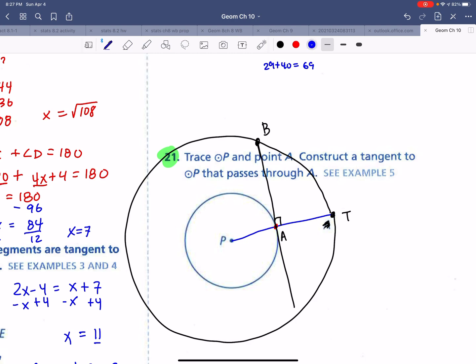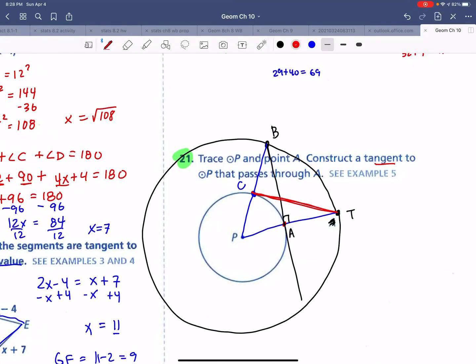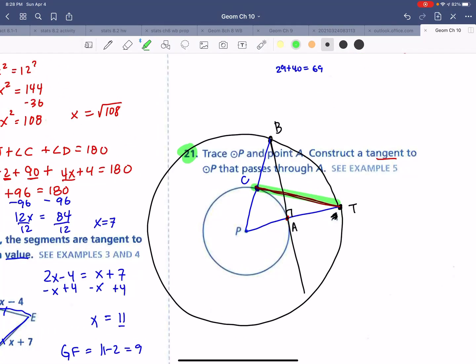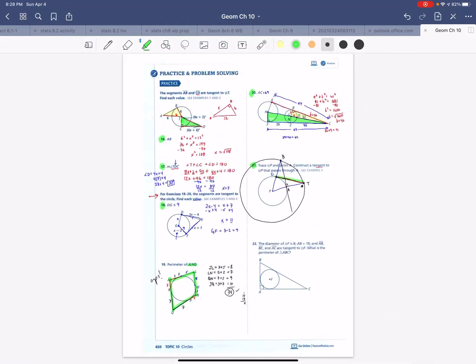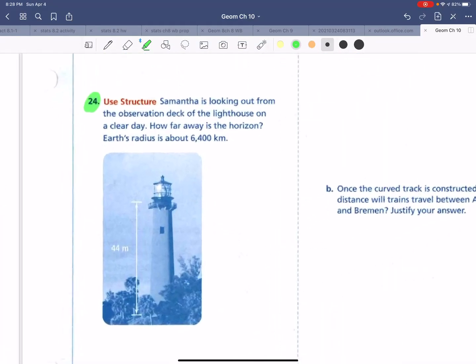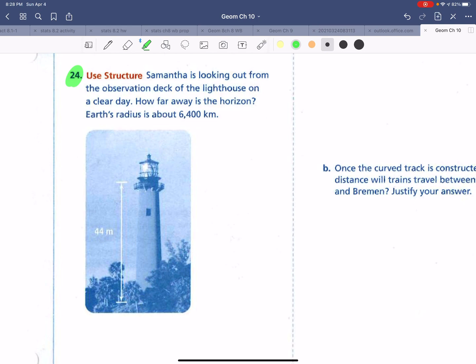So we'll do that. And then connect lines B and P, and we'll call that C. And last, connect C to D, and we've done it. We've constructed a tangent that passes through A. We did it right there. And we just relabeled A. We called it T because we wanted to use the same letters from our lesson check. Very cool. All right. Samantha is looking out from her observation deck of the lighthouse on a clear day.